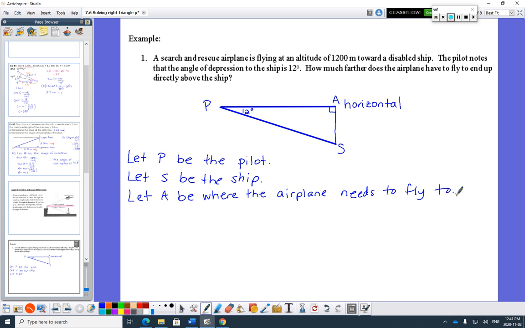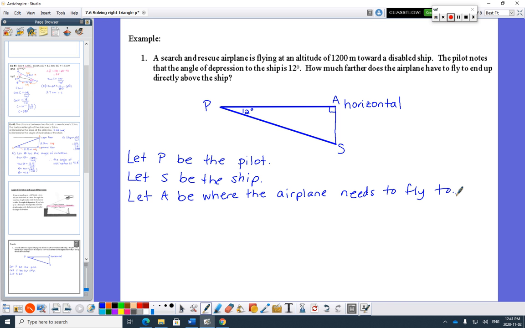Or you could put, like, let A be the point directly above the ship. Whatever, that makes sense too. Whatever makes more sense to you. The more descriptive your let statements are, especially in a case like this, that might help you figure out what I'm trying to find, right?